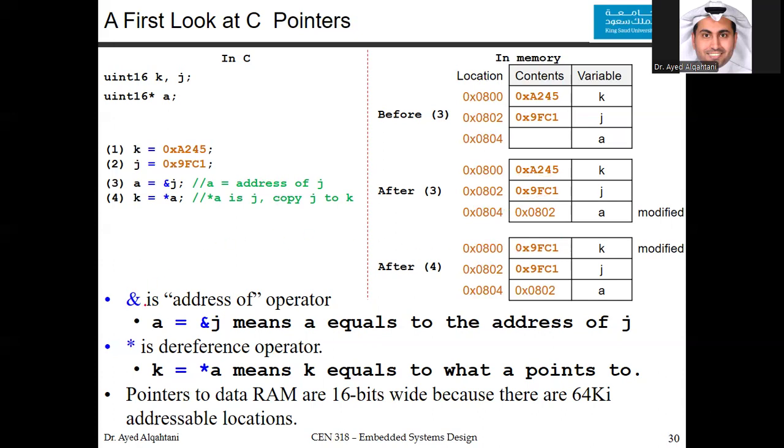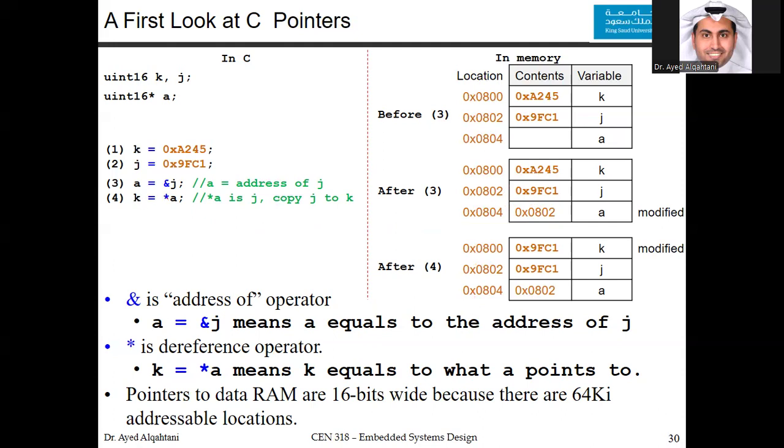So you copy this data and put it here. In general, in this sample, A is equal to the address of J. If you see this star, it's a dereference operator. K is equal to star A means K equals what A points to. So A is here, and it points to this value. K is equal to whatever A is pointing to.